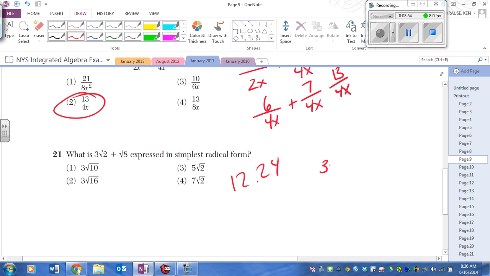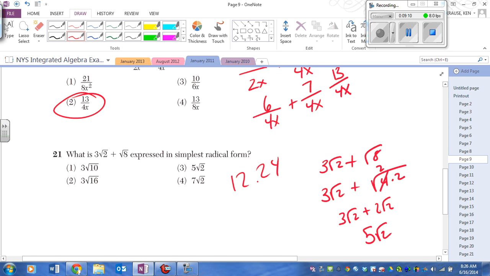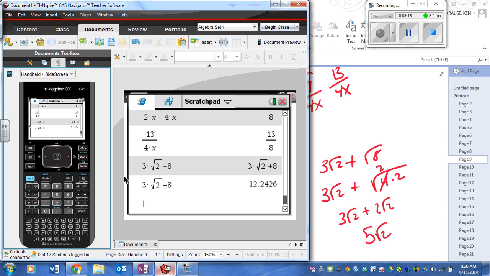So 3 square roots of 2 plus the square root of 8. Well, you can't do anything with this. But this one I can rewrite as the square root of 4 times 2. And what is the square root of 4? 2. So 3 square roots of 2 plus 2 square roots of 2 is 5 square roots of 2. That's my answer. Now, I'm going to triple check that. I'm going to make sure when I put in 5 square roots of 2, I get 12.24.